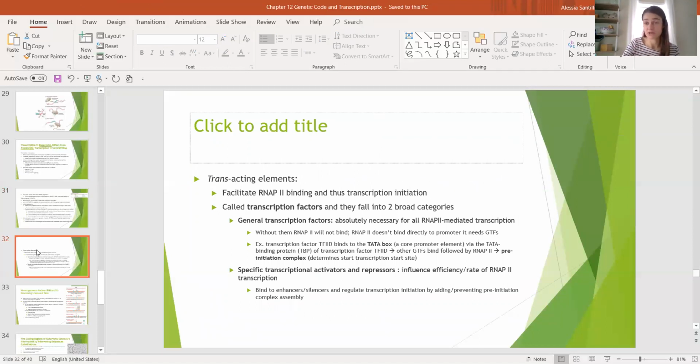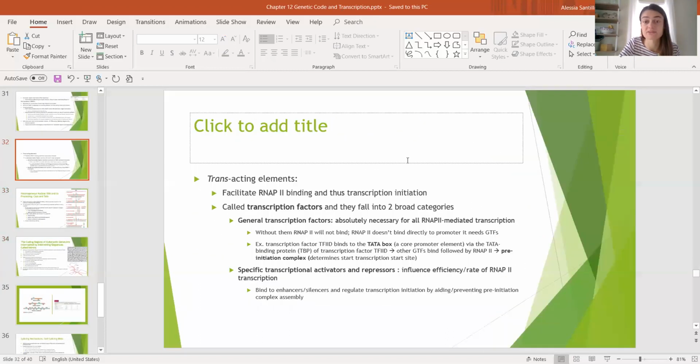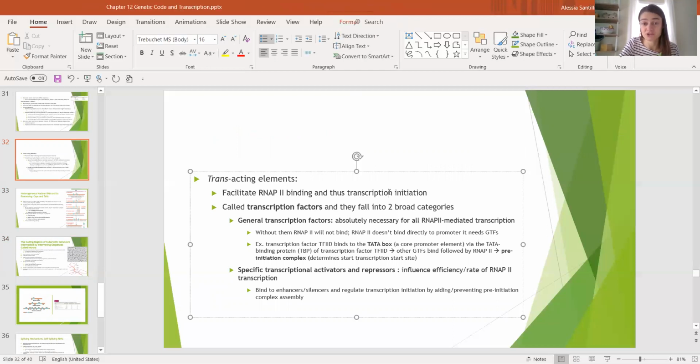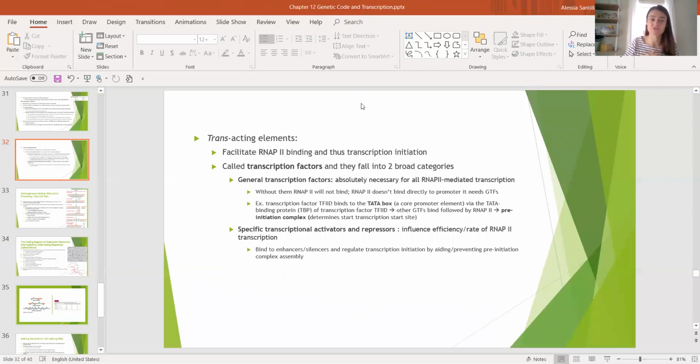We also have trans-acting elements. These are basically your transcription factors that aid the RNA polymerase to actually work. So for example, RNA polymerase 2 isn't going to be able to bind to anything without the presence of transcription factor 2D. So without a particular transcription factor, it won't be able to bind to the promoter in the first place.